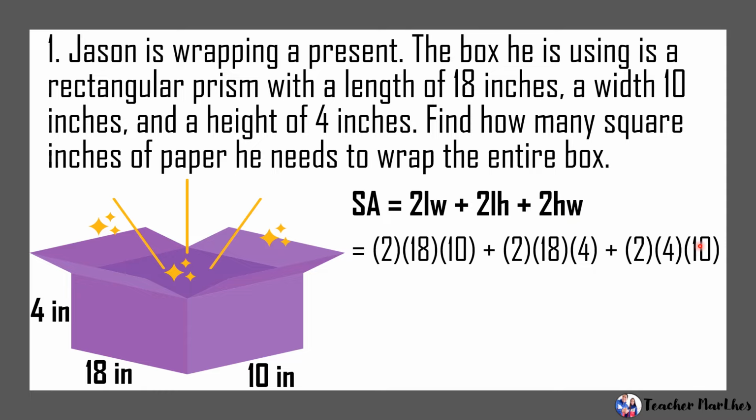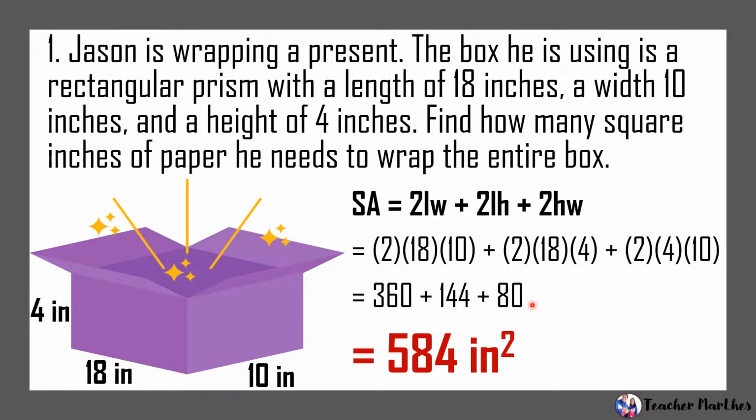So, i-multiply lang natin sila. 2 times 18 times 10 is equal to 360. 2 times 18 times 4 is equal to 144. 2 times 4 times 10 is equal to 80. Then, the total is 584 square inches. So, therefore, Jason needs 584 square inches of paper to wrap the entire box.